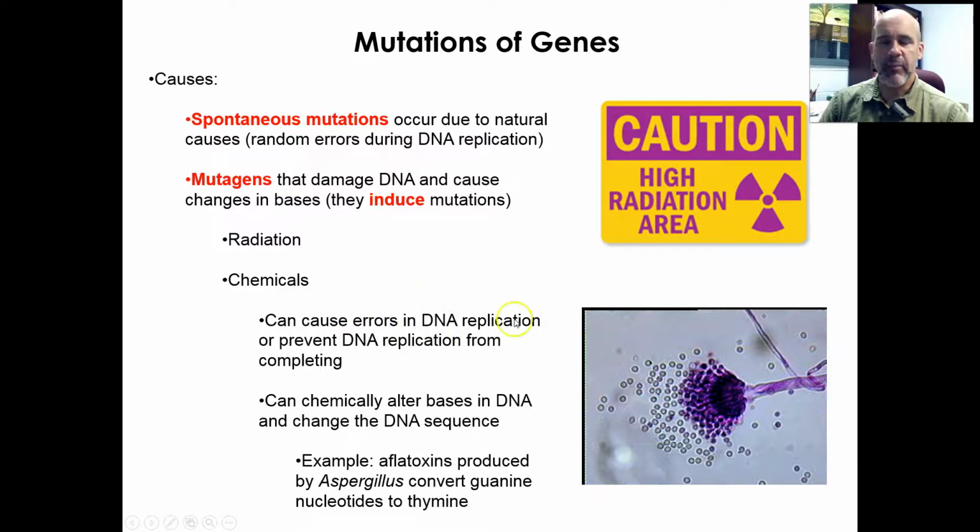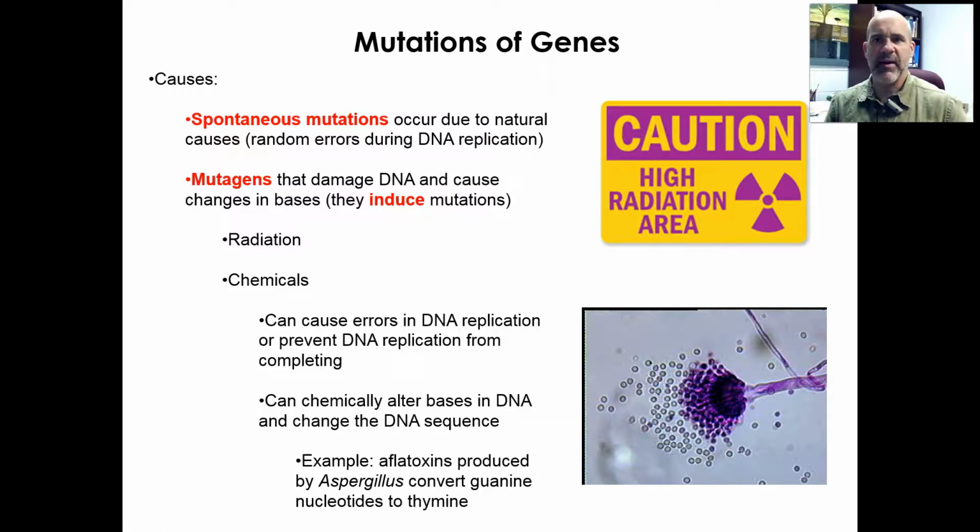Some of them just make it more likely the DNA polymerase will make an error during replication, or they might stop DNA replication altogether. There are some chemical compounds out there that can go inside cells and actually react with the bases in DNA and change them. A good example of that is a chemical compound called aflatoxin, which is produced by Aspergillus fungi. That's a common mold out in the environment. And this aflatoxin can convert guanine nucleotides to thymine, G's over to T's. So by doing that, it's inducing mutations.